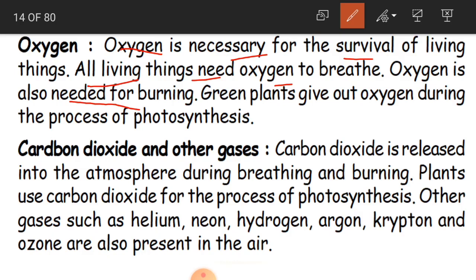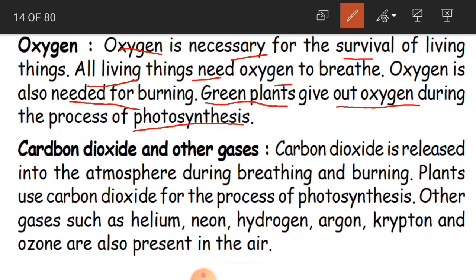Okay. Now green plants give out oxygen during the process of photosynthesis. Green plants are what plants, children? They are the self-making food plants. They make their own food through the process of photosynthesis. In this process, when green plants are doing photosynthesis, they are going to release oxygen. They give out the oxygen. So even by this, oxygen is generated. Green plants give out oxygen during photosynthesis, and this oxygen is very much necessary for all living beings for their survival, to stay alive.